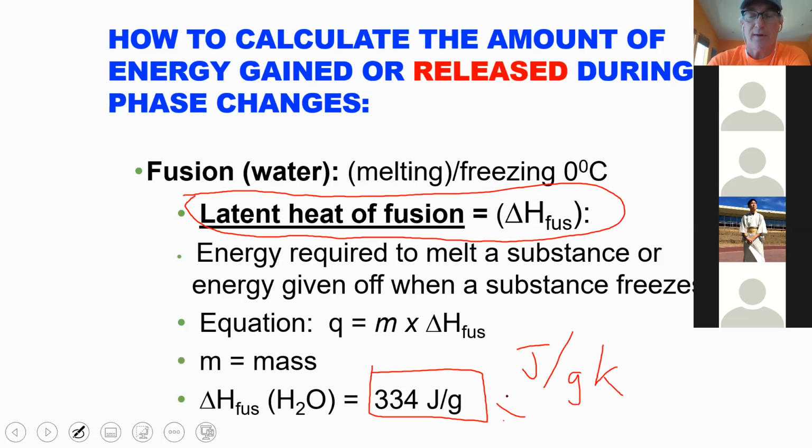This occurs at 0, or 273 Kelvin. That's the only temperature that this takes place at, is 0. So the heat of fusion is how much energy is given off when liquid water at 0 becomes solid water at 0. And it's this much energy. Okay, so that much energy comes out when it's freezing, or you need to put in to get it to melt. Okay, so that's the heat of fusion.